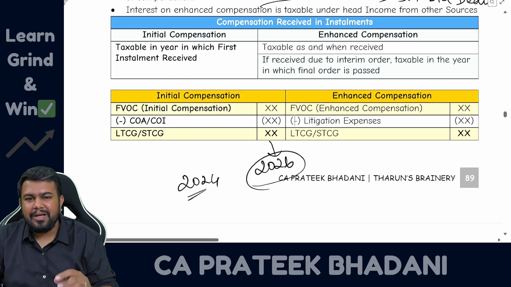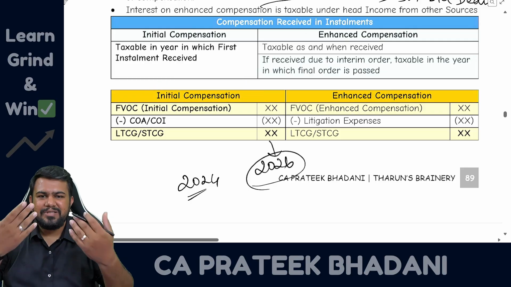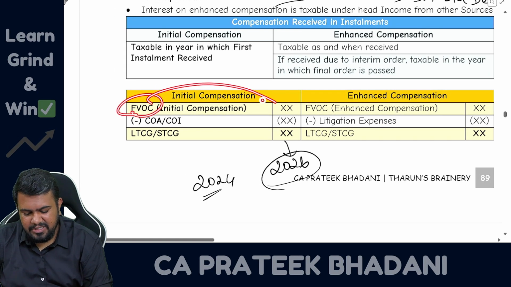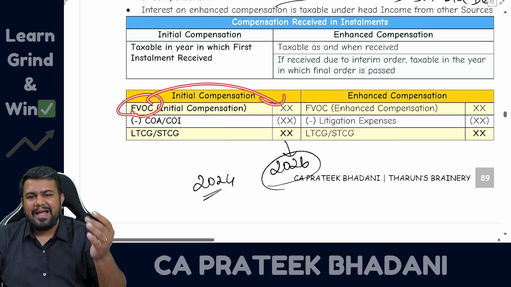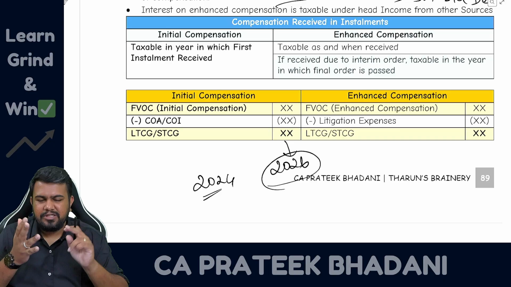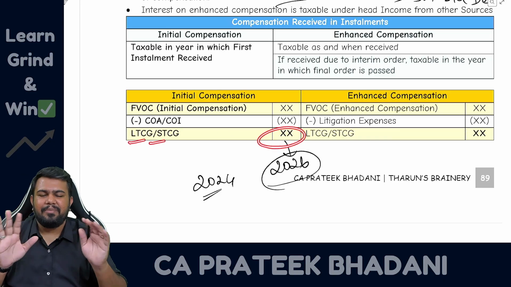Now how to calculate capital gain? Firstly, let us talk about initial compensation, which is the compensation given by government. In case of initial compensation, full value of consideration will be taken as initial compensation, and then from that you reduce all the other items as usual: transfer expense, cost of acquisition, cost of improvement. You will get the long term or short term capital gain or capital loss.